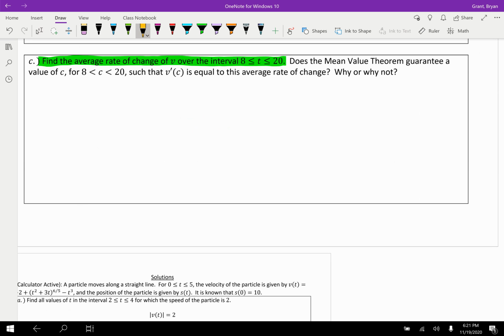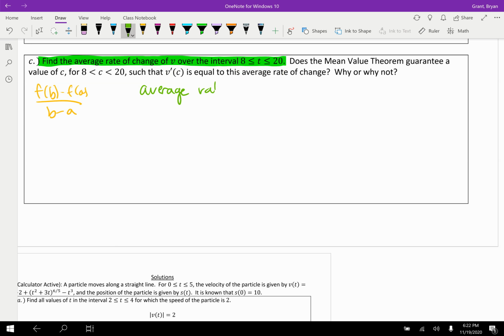We know that the formula for average rate of change is f of b minus f of a divided by b minus a. So we're really just going to use these two endpoints and find f of 20 minus f of 8 divided by 20 minus 8. But the issue with this is, what equation do we use? Do we use v or do we use v prime? But I think the trick here then is how we actually interpret the question.